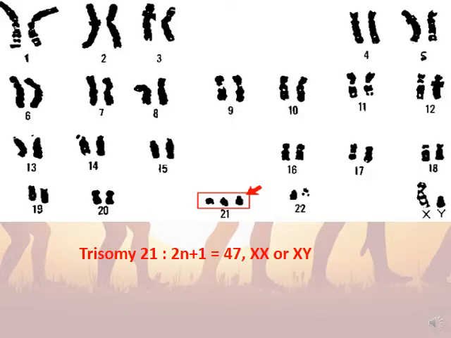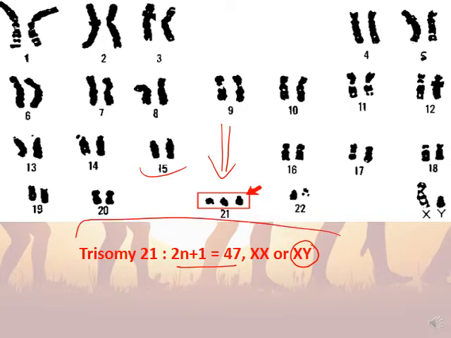So here, this is the karyotype of an individual having trisomy 21. So we have 3 copies of chromosome number 21. So it's a trisomy. All the others have 2 copies, but here we have 3 copies. So 2n plus 1 is equal to what? To 47, comma, XX or XY. In this case, it's only XY. Why? In other cases, it may be XX, so depending on the case in the question.